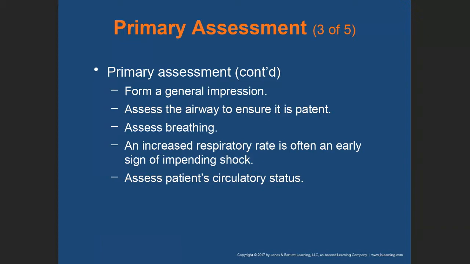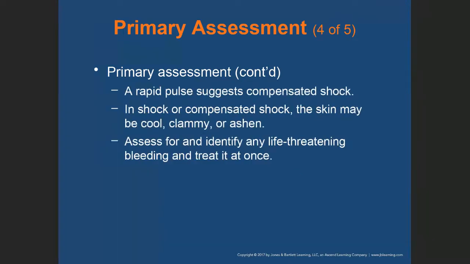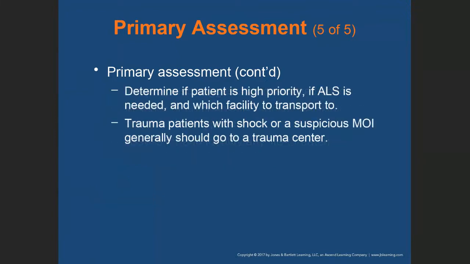Assess the patient's circulatory status. A rapid pulse suggests compensated shock. In shock or compensated shock, the skin may be cool, clammy, or ashen. Assess for and identify any life-threatening bleeding and treat it at once. Determine if the patient is high priority, if ALS is needed, and which facility to transport to. Trauma patients with shock or a suspicious MOI generally should go to a trauma center.